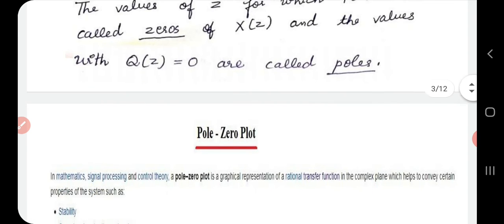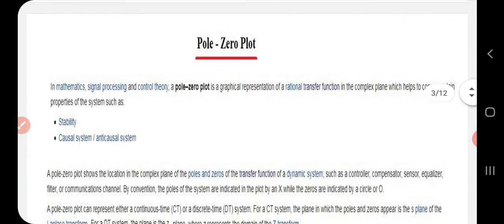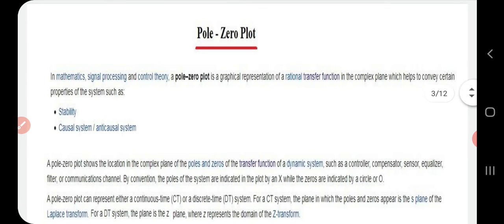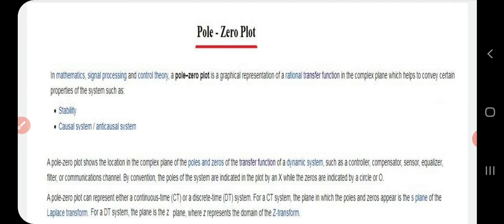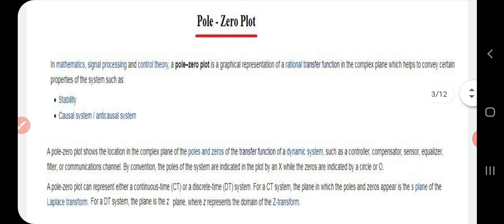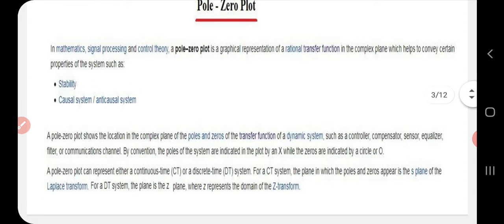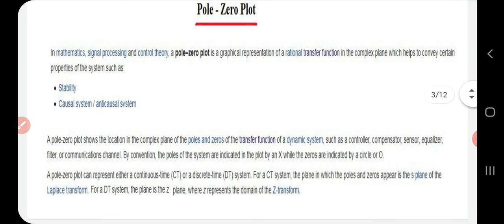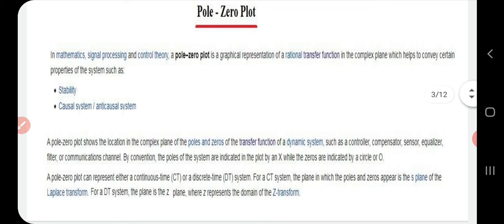Next, in the last class, we studied one of the characteristics of a transfer function, the pole zero plot. Now, let's see what a pole zero plot is. It is nothing but a graphical representation of a transfer function in the complex plane, and it helps us convey certain properties of a system, such as whether the given system is stable or unstable, and whether it is a causal or anti-causal system. It is mainly used in signal processing and also in control theory.